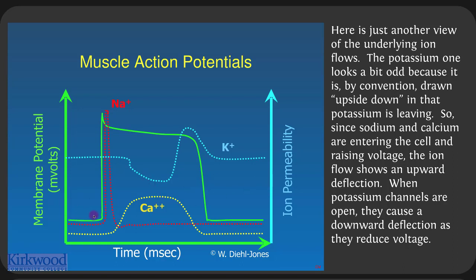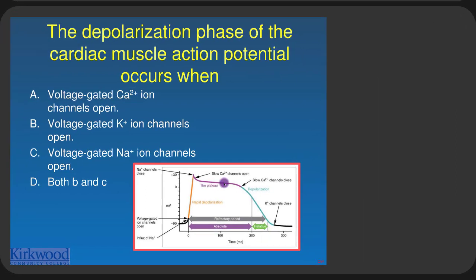The main line that you need to be able to understand, though, is the green line, because that's the actual cardiac muscle action potential. The depolarization phase of the cardiac muscle action potential occurs when, so here's depolarization, that's due to sodium channels. So voltage gated sodium channels are open. The answer here is C.